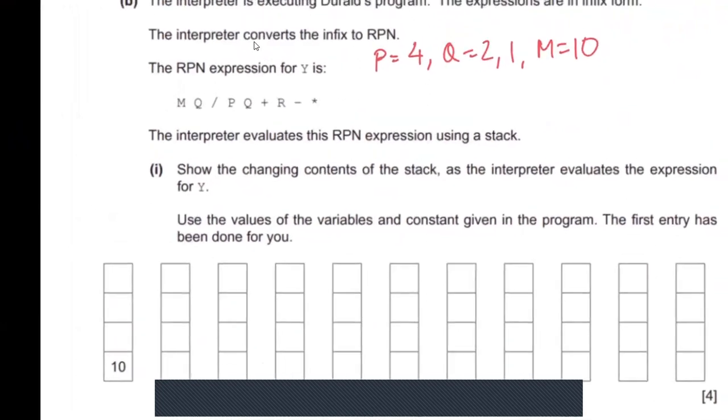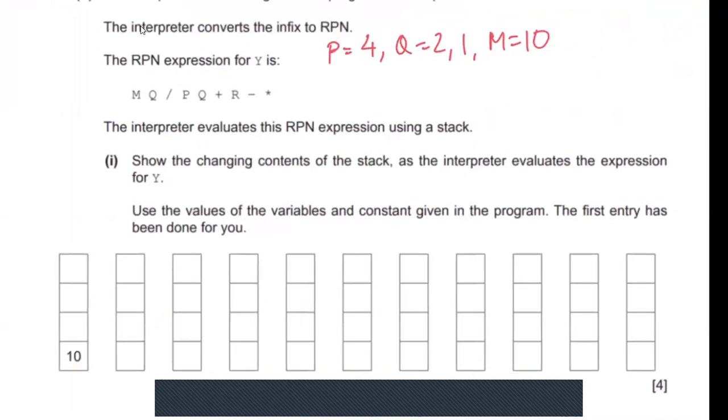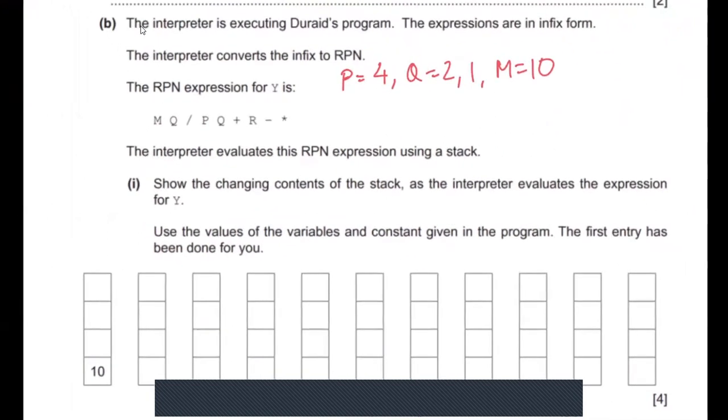So let's first read the question before we start to evaluate and assess what's happening. It says the interpreter is executing Duriet's program. Now, a person named Duriet at the beginning of the question was making a program. The expressions are in infix form. The interpreter converts the infix to RPN. The RPN expression for Y is given. So sometimes you might be given an infix expression, you might need to convert it to RPN and then use a stack to calculate it. Other times they're just going to give you an RPN expression and the values for the variables and ask you to calculate.